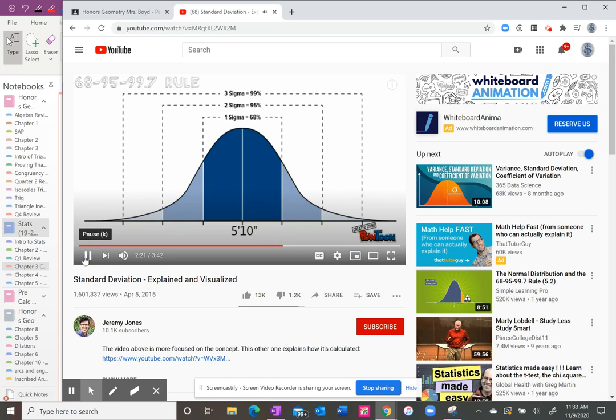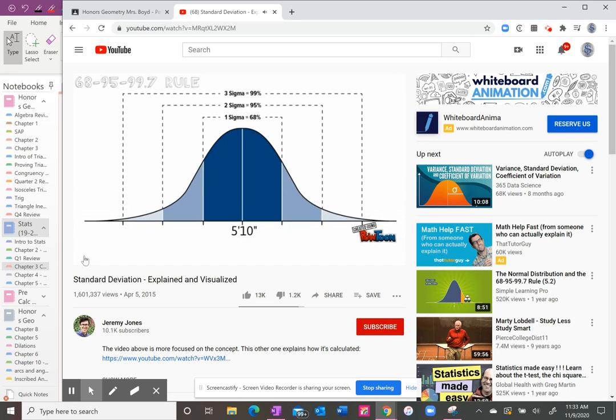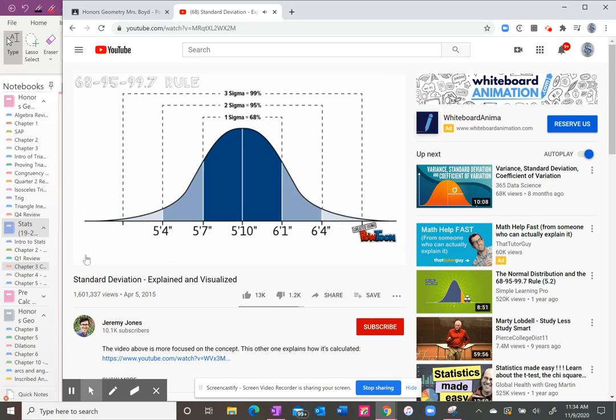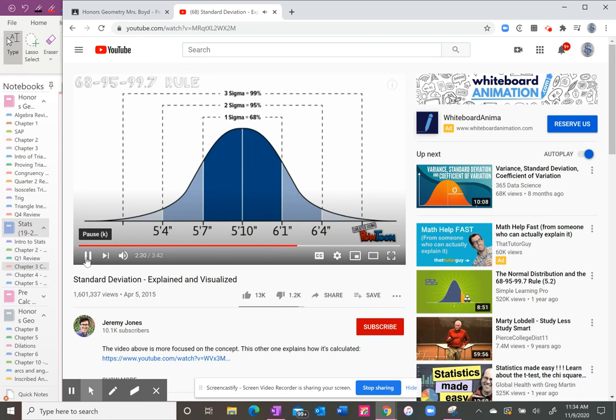This means that 68% of American men are 5'10", plus or minus 3 inches. So all you're doing, the standard deviation is how far away it is from the mean. So if 5'10" is the average, on either side, here you added 3, here you subtracted 3. Another standard deviation away would be 95% of American men are 5'10", plus or minus 6 inches. Subtracting 3 more. 99.7% of American men are 5'10", plus or minus 9 inches.